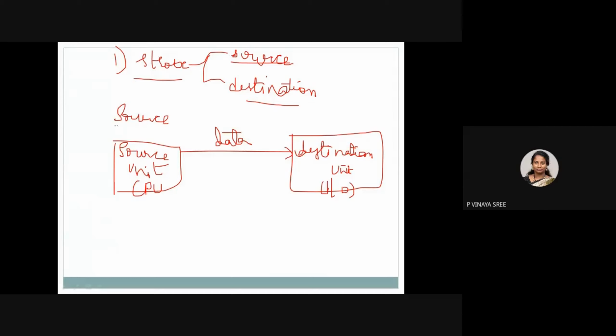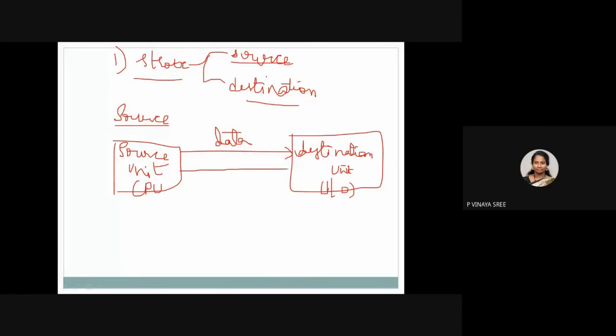So first we are discussing source initiated data transfer. It means the source will place the data in the data bus and must give information. Say you want to give a gift to your friend. You will be giving a gift and saying that this is a gift from my side. So after placing the data in the data bus, it has to give information to the destination unit that I have placed it.